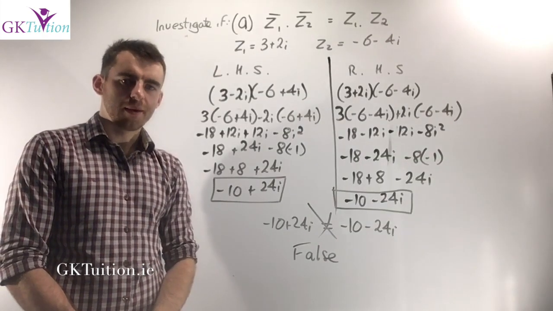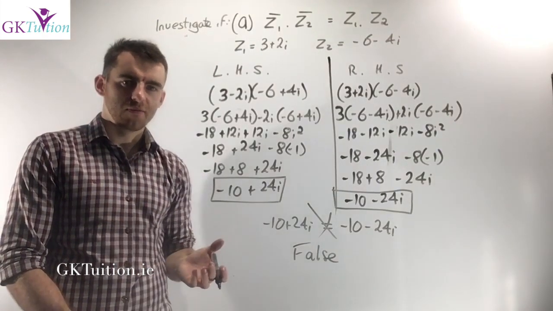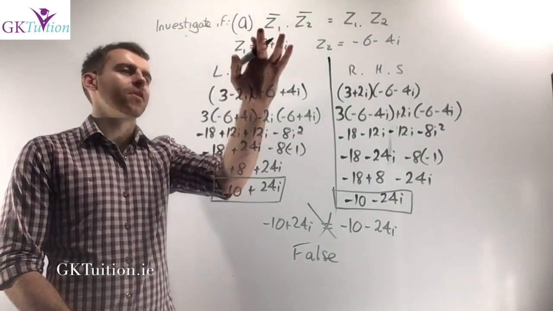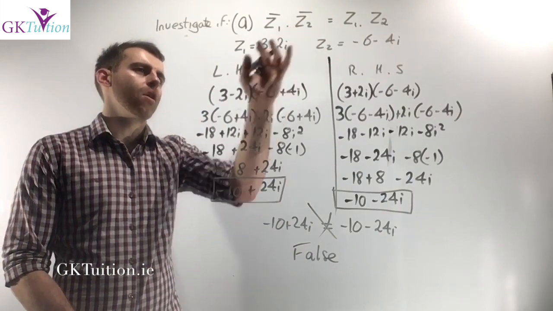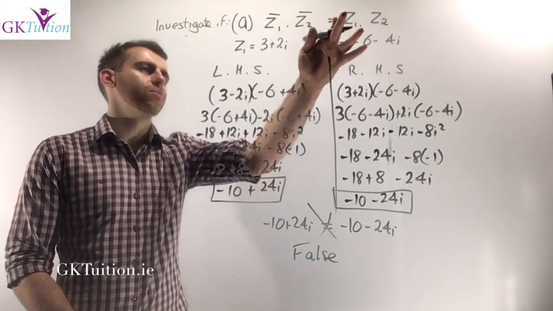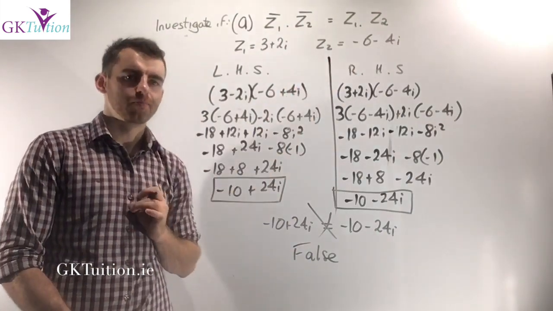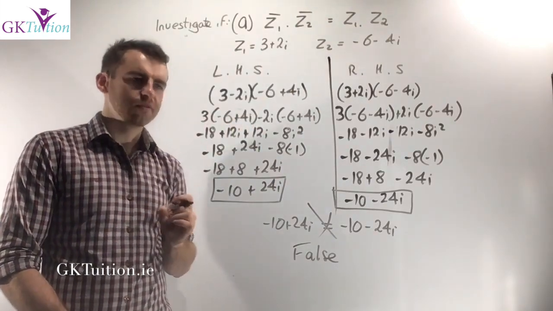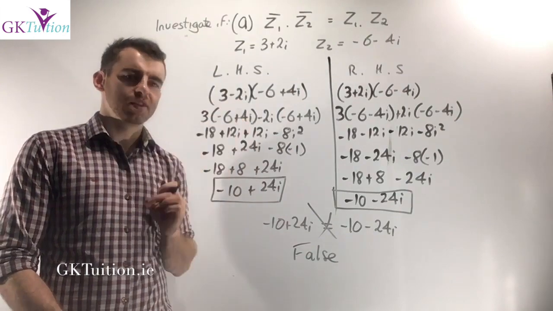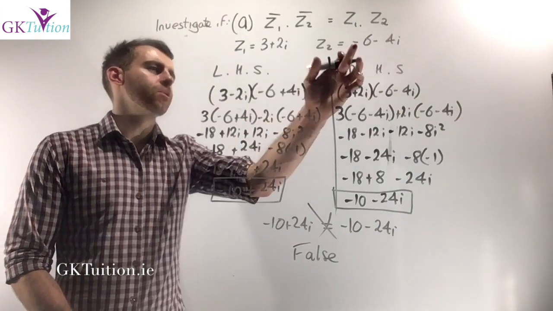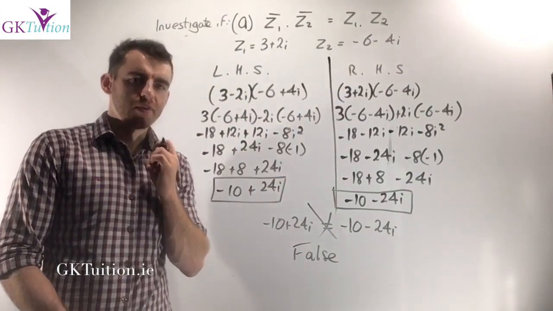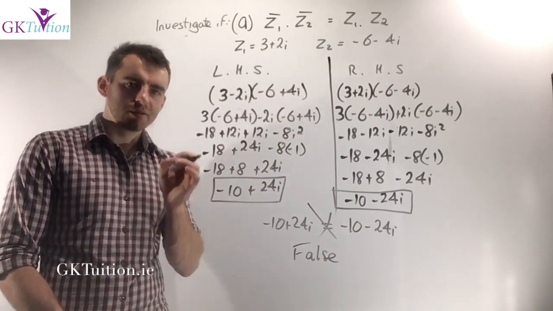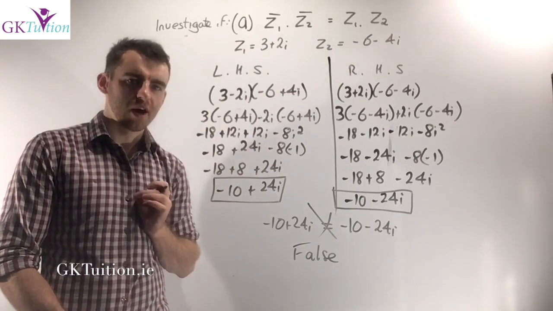When you go step by step in these questions, they're relatively straightforward. The first one I asked you to do was investigate if the conjugate of Z1 multiplied by the conjugate of Z2 was equal to Z1 multiplied by Z2. If Z1 is 3 plus 2i, then the conjugate of Z1 is 3 minus 2i. If Z2 is minus 6 minus 4i, then the conjugate of Z2 is minus 6 plus 4i. Again, all I'm doing there is changing the signs in front of the i's.